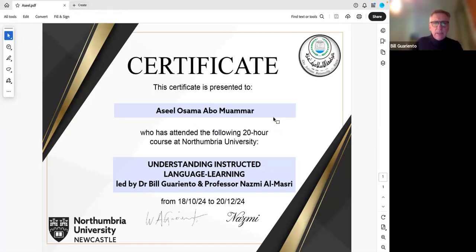This certificate is presented to Asil Muammar, who has attended the following 20-hour course at Northumbria University, Understanding Instructed Language Learning, led by Dr. Bill Guarienta. And can you see an interesting word after that? We have the word professor, because yesterday, Dr. Nazmi Al-Masri became Professor Nazmi Al-Masri.